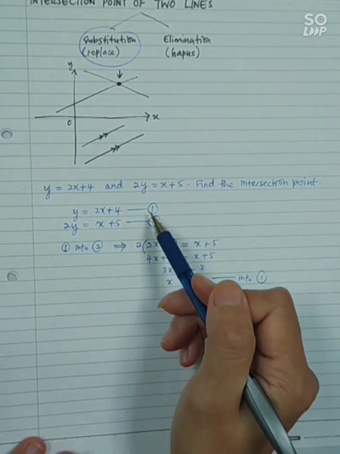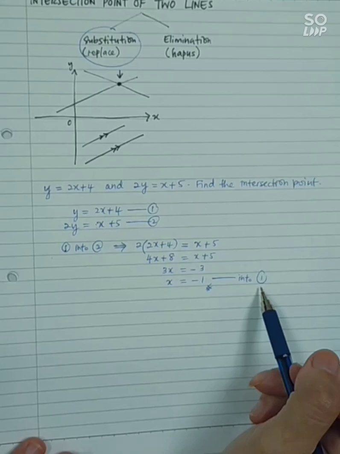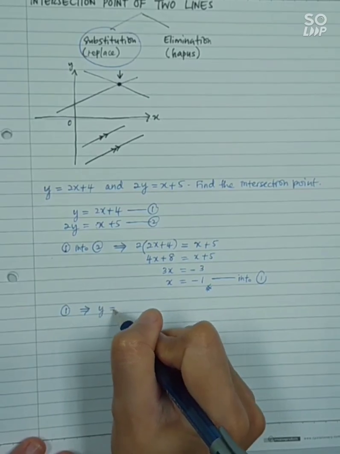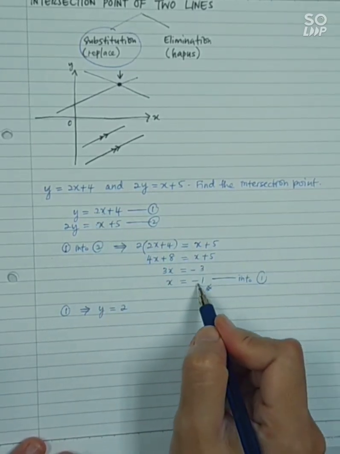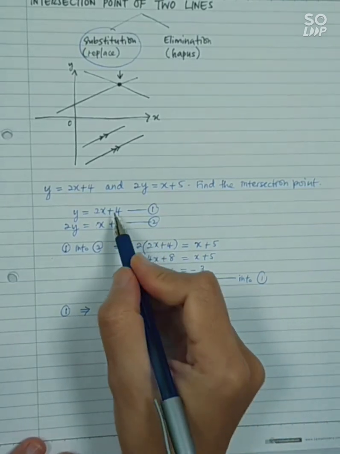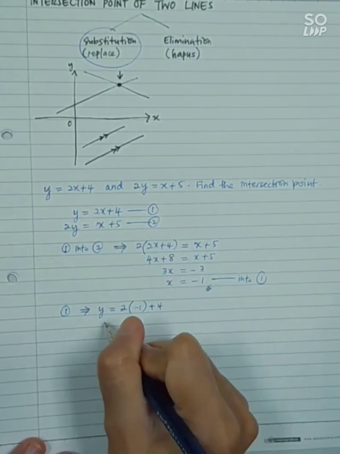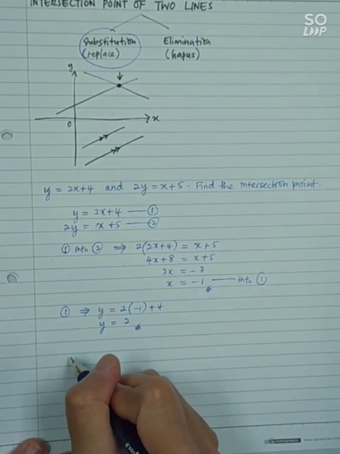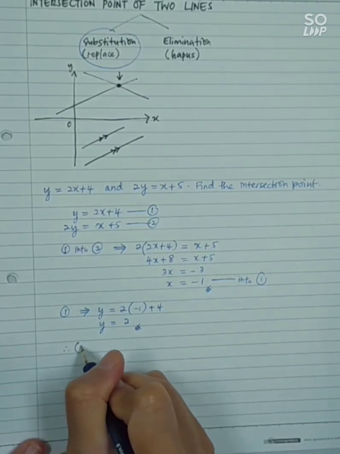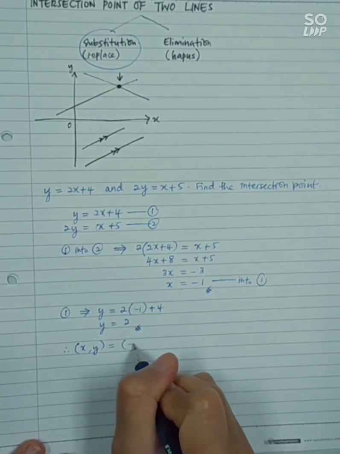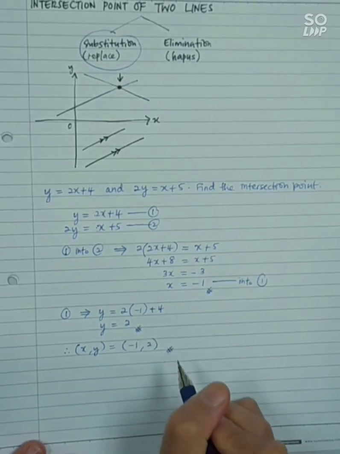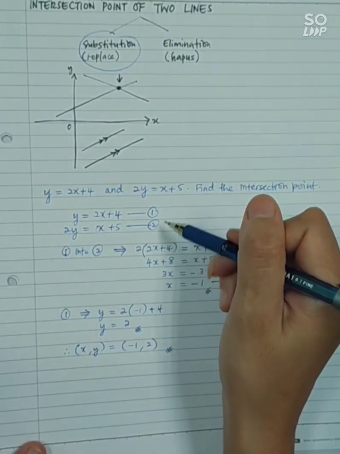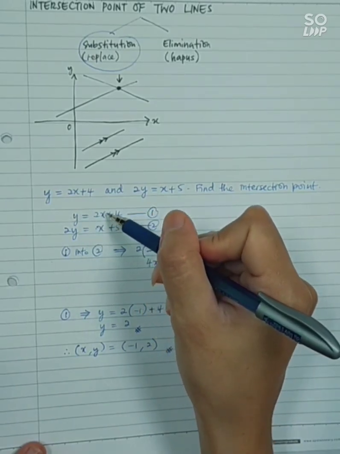Actually you can also replace this value back into 2, because regardless of the equation, you should get the same answer. So in 1, you will get y equals 2x plus 4, x is negative 1, so y is 2. So the pair x comma y is negative 1 comma 2. And you can check that if you replace x and y in any of the equations, you will get left hand side equals right hand side.